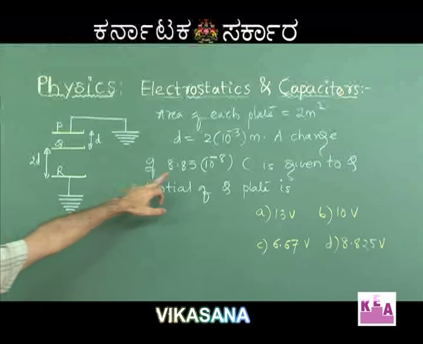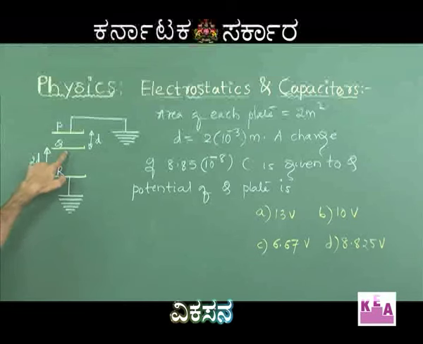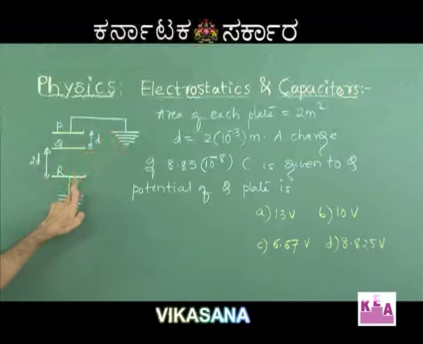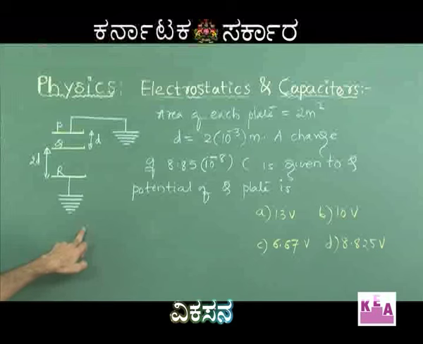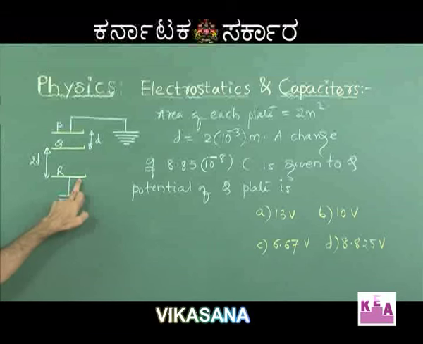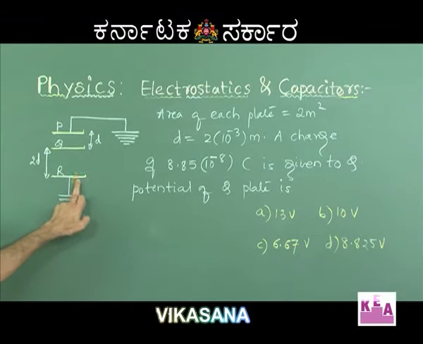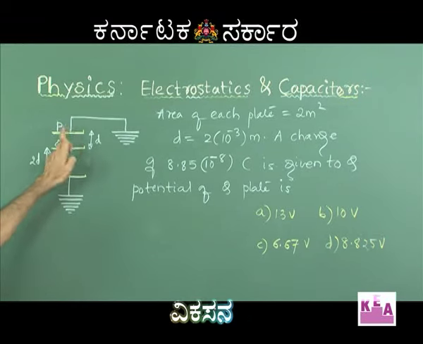A charge of 8.85 into 10 to the power of minus 8 coulombs is given to the plate Q. So, he has given the charge only to this plate. This plate is connected to the earth and this plate is also connected to the earth. These are the symbols for earthing. So, when you connect these 2 plates to the earth, the earth will send whatever charge is required in order to make the potential of this conductor 0. The potential of this conductor should also become 0, because you have connected those 2 to the earth, right?